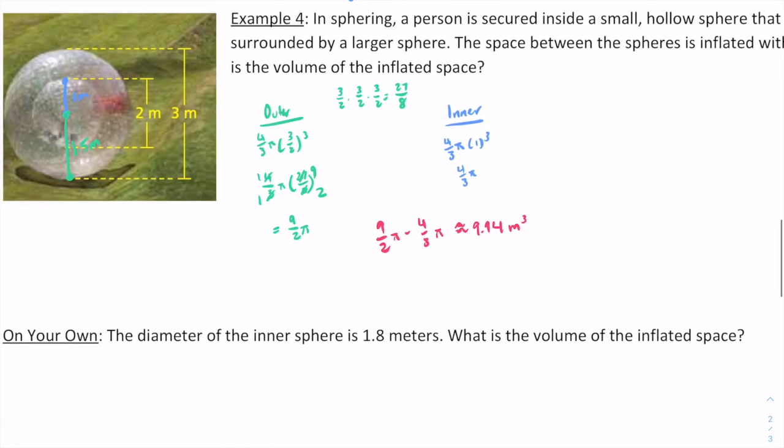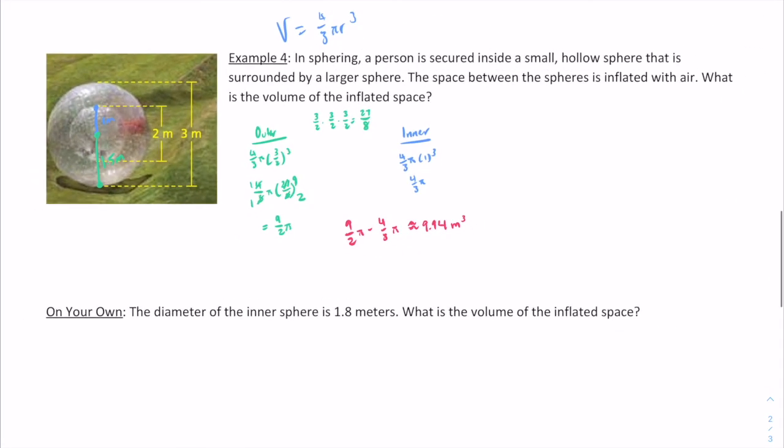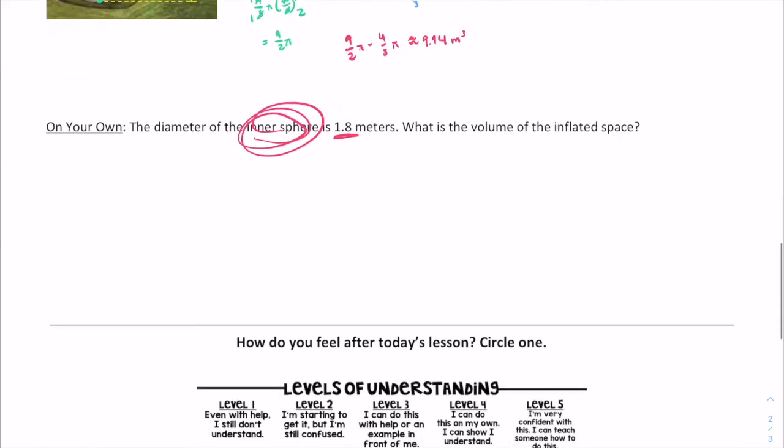Why don't you guys try it on your own as well? What is the volume of the inflated sphere? The only thing that's different is that the inner sphere has a diameter of 1.8. So that means the radius is what? Figure that out, and then circle your level of understanding.